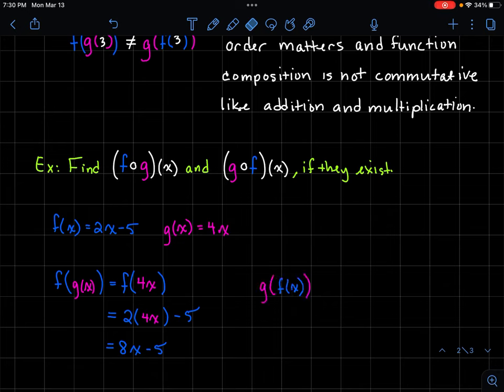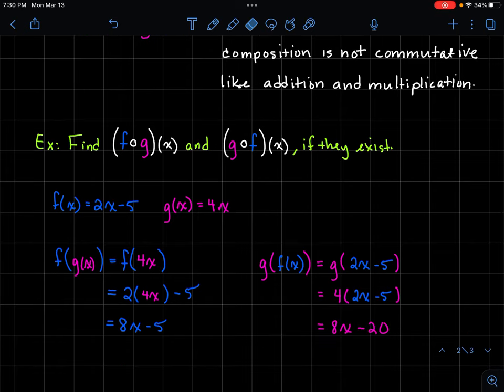What is g of f of x? Well, the f of x function is 2x minus 5, so we're going to be plugging 2x minus 5 into the g function wherever the x is. The g function is 4x, so the x gets replaced with the 2x minus 5. Here you see that we're going to be distributing the 4 through the parentheses, and its output is 8x minus 20. Notice again, the outputs here are different. 8x minus 5 is a little bit different than 8x minus 20. So once again, the order does matter with f of g of x compared to g of f of x.